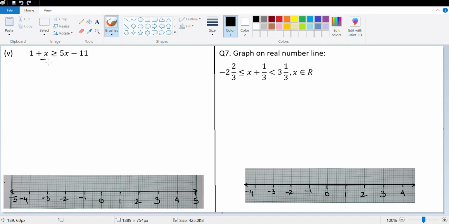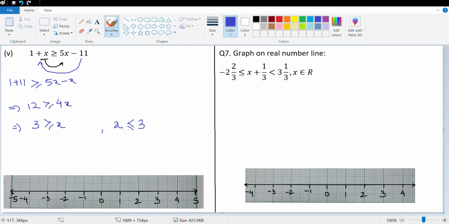Like I say, I always keep my x positive, which means I will take x on this side, which becomes 1 plus 11 if I take negative 11 on this side. So that's 1 plus 11 is more than or equal to 5x minus x, which means 12 is more than or equal to 4x, which means 3 is more than or equal to x, which means x is less than or equal to 3. This can also be written as 3 is more than or equal to x. Whichever way is convenient for you, you write. I always prefer to write x first.